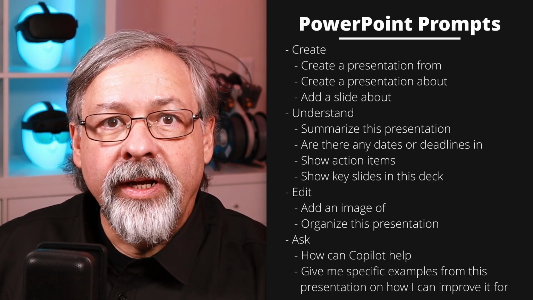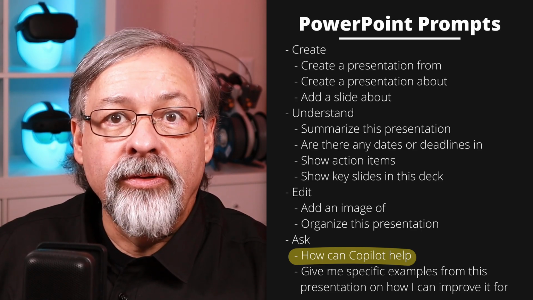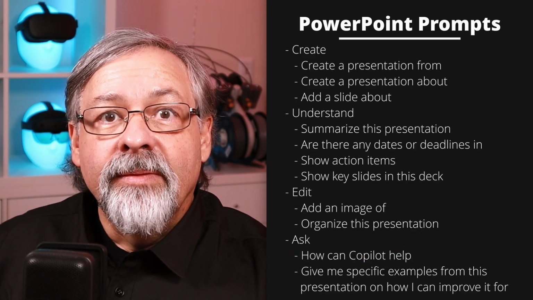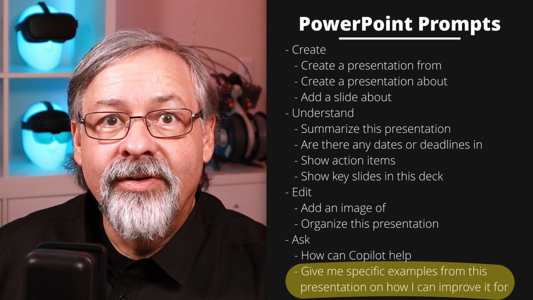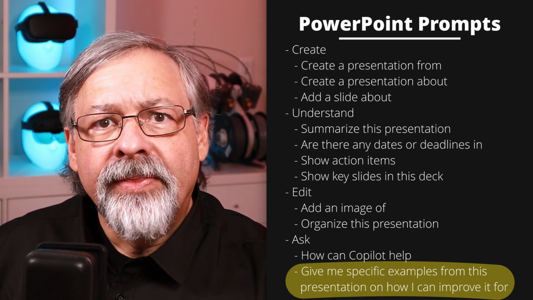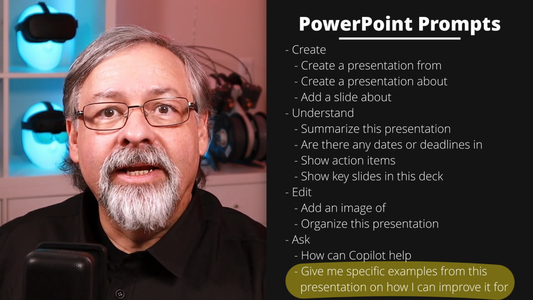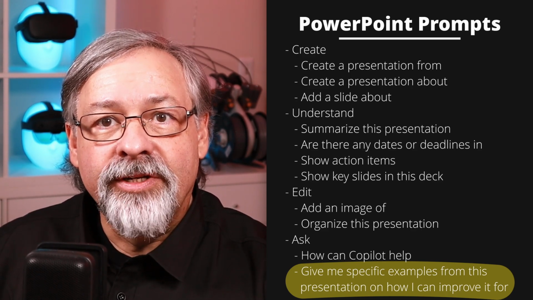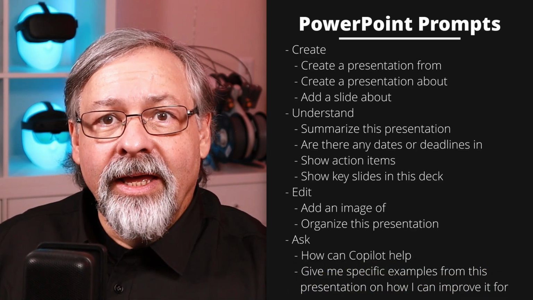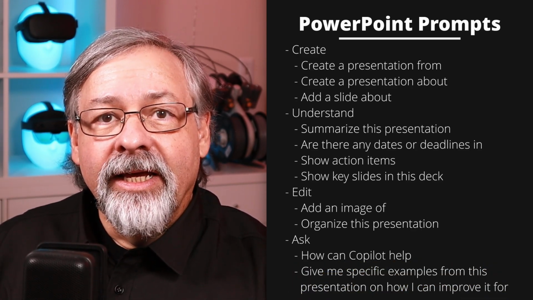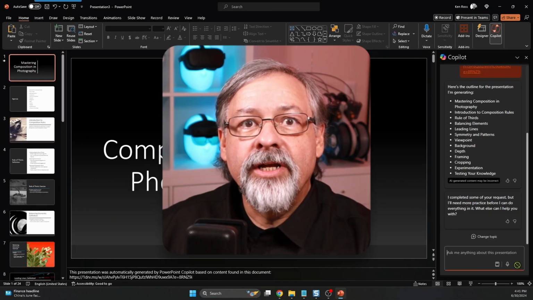Under the Ask category, the How Can Copilot Help prompt just provides some generic information on how to use Copilot in PowerPoint. But the second prompt, Give me specific examples from the presentation on how I can improve it. It's a mouthful. That one can actually be quite useful because it gives you a way to ask Copilot how to further fine-tune the presentation for a particular audience or market. I found the resulting suggestion to be quite useful. And though they won't apply them for you automatically, it gives you a great starting point to go and make some manual edits.